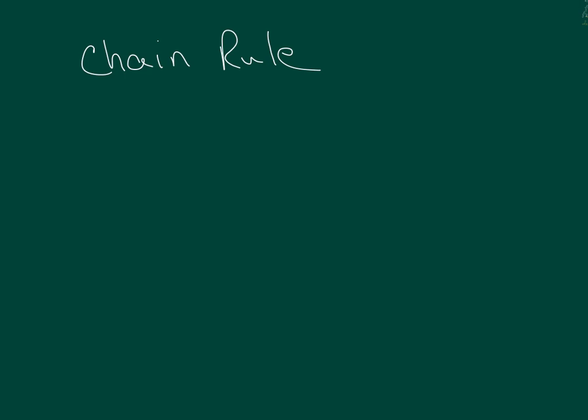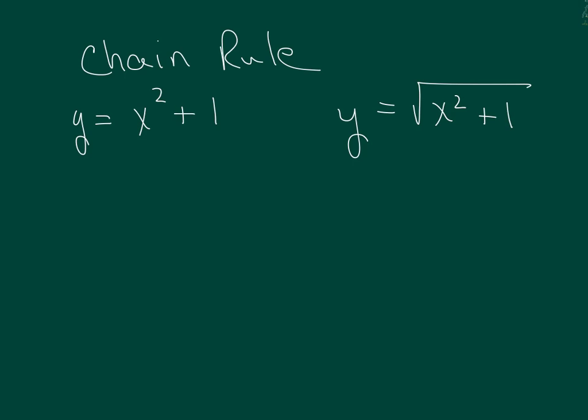All right, in the derivatives that we've looked at before, we have not found derivatives of a composite function. And the chain rule deals with composite functions. For instance, we can find the derivative of y equals x squared plus 1. But right now, we don't know how to find the derivative of the square root of x squared plus 1. This is a composite function.